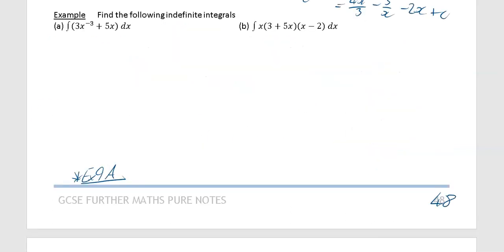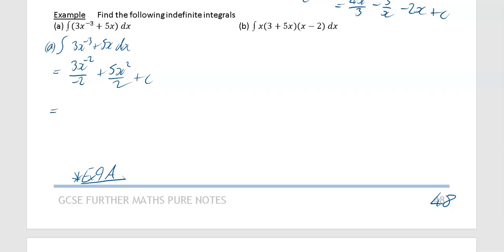Okay, a couple more trickier ones here. So for a, I've got my integral of 3x to the minus 3 plus 5x dx. So if I integrate this one, it's going to be 3x minus 3. If you add 1 to minus 3, I should say you get minus 2, and then divide by minus 2. Plus that's going to be just 5x squared over 2 plus c. And then we're going to look at this one.